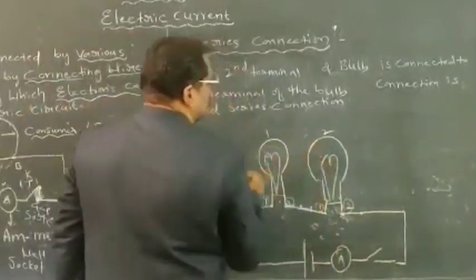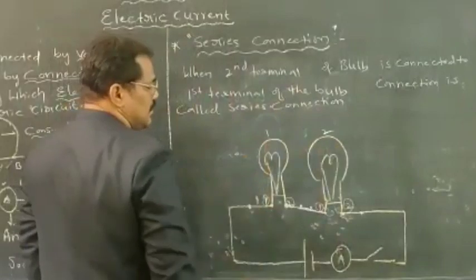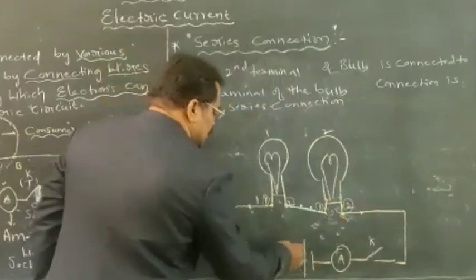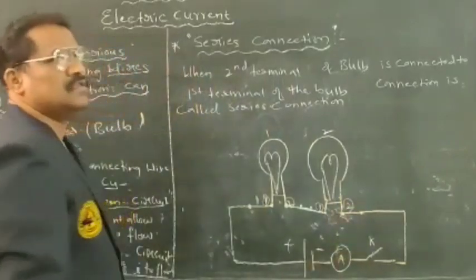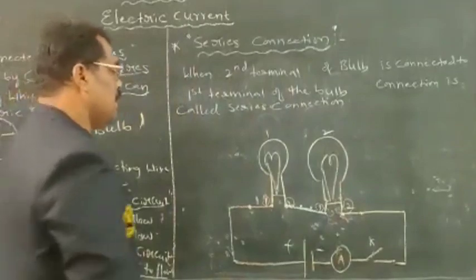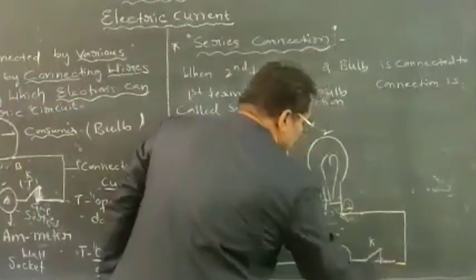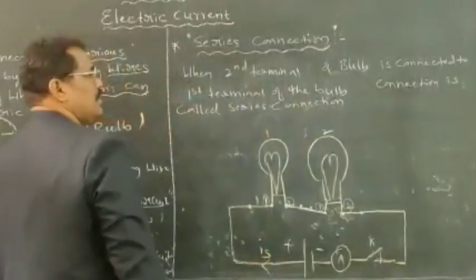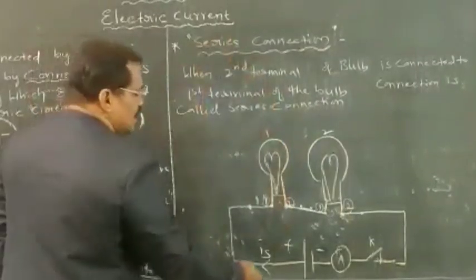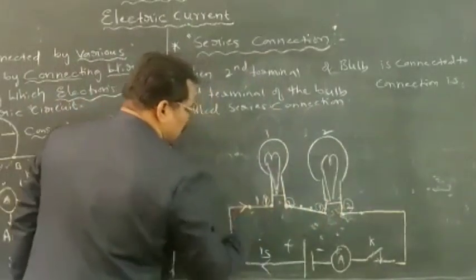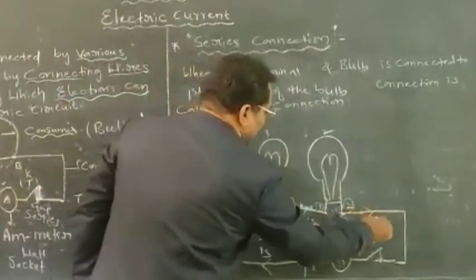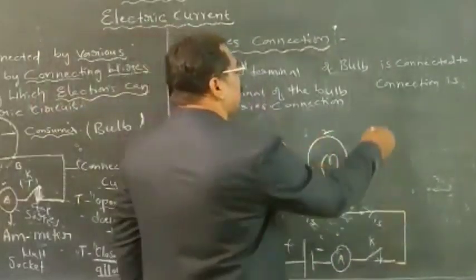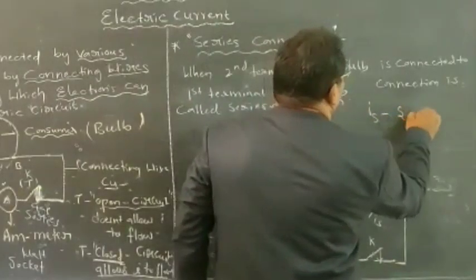When I connect the bulbs in series, and the key, ammeter and battery or cell are also connected in series, then I switch on the key. The current I_S, where S indicates series connection, flows through this circuit. The same amount of current flows through the first bulb as well as the second bulb. Therefore I_S remains the same.